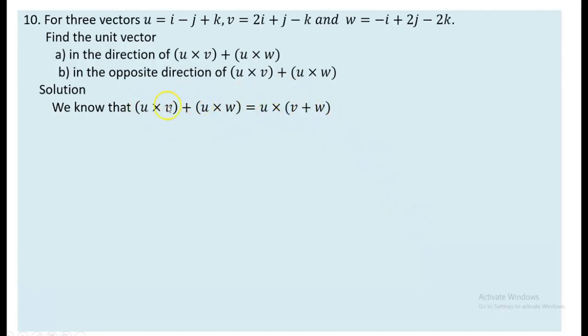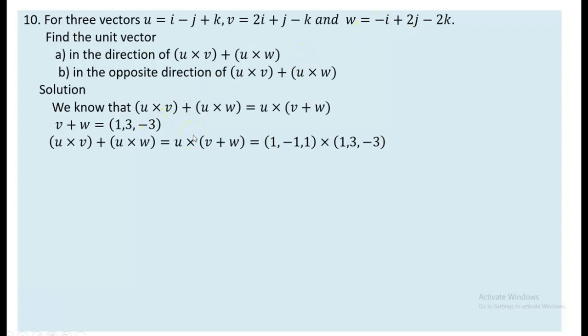Instead of performing two cross products here, what we need to do is first take the sum of v and w, and then do one cross product. So this is basically this one. First, let's determine v plus w. So v plus w is simply 2 plus minus 1, which is 1; 1 plus 2 is 3; and minus 1 minus 2 is minus 3. Now we need to take u, and here you see u cross v plus u cross w is u cross v plus w. We knew what v plus w is, it's already done here. Then take u. u is going to be 1, minus 1, 1, as you see.